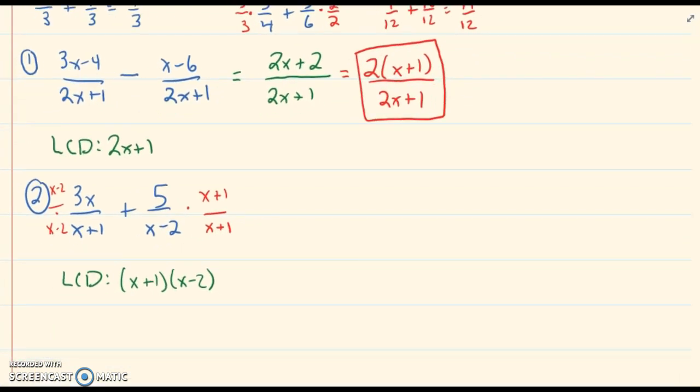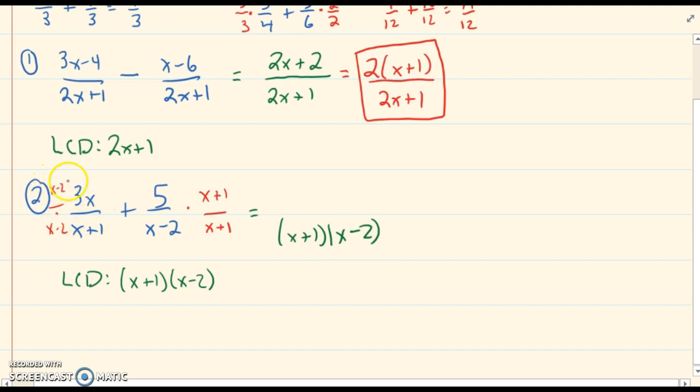Now I will have a common denominator, which is good news. That's what I'm looking for. x plus 1, x minus 2. Figuring this part out, I'm going to take 3x times x minus 2. That's going to give me 3x squared minus 6x. To that, I'm going to add what I have here. When I take 5 times x plus 1, that's 5x plus 5.